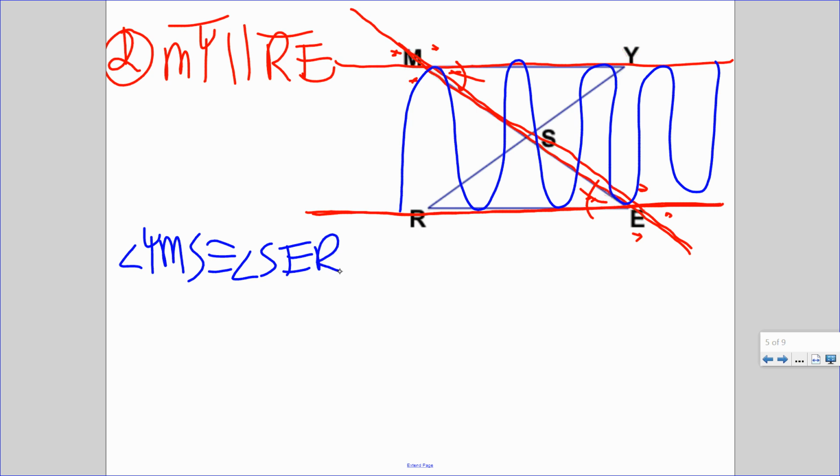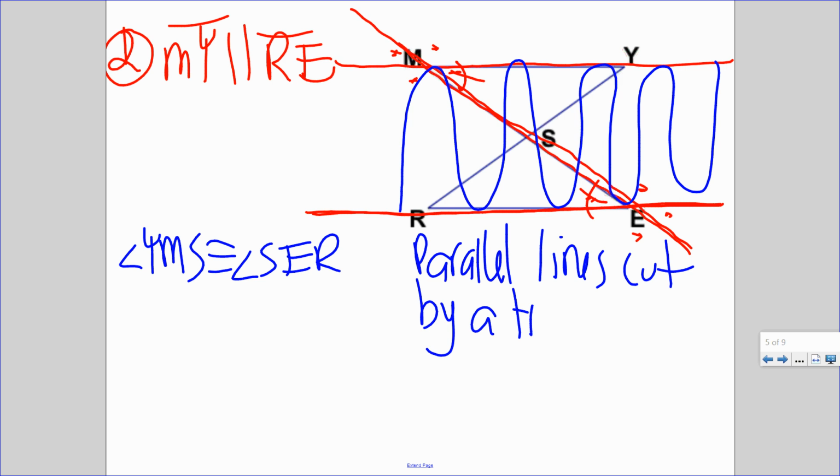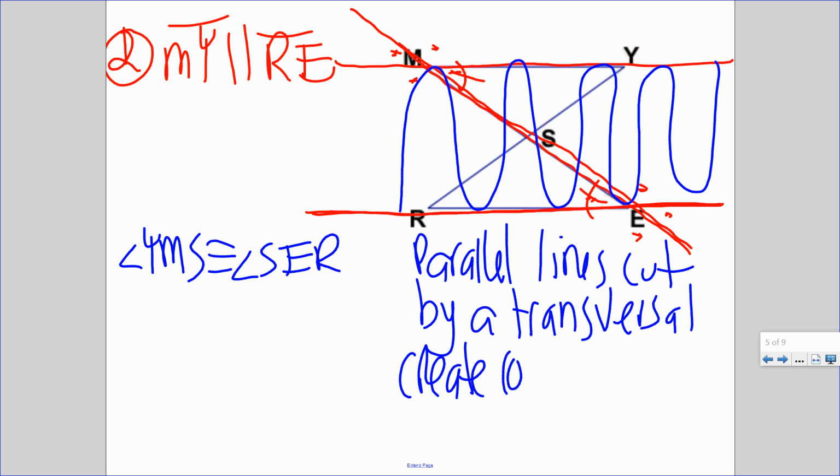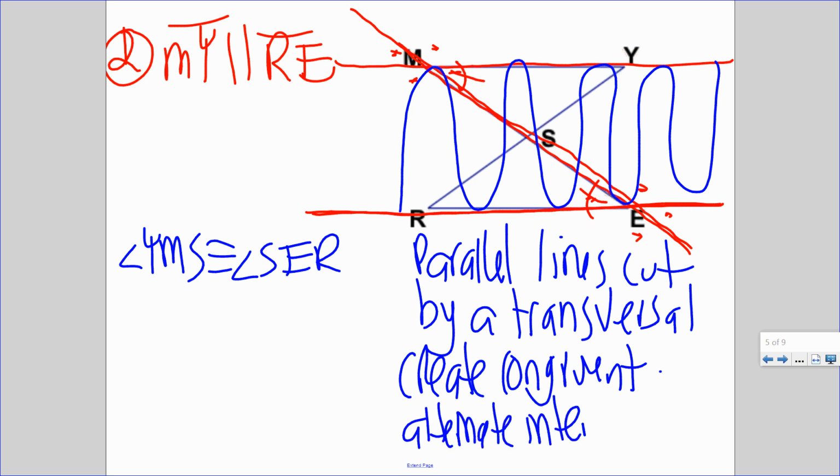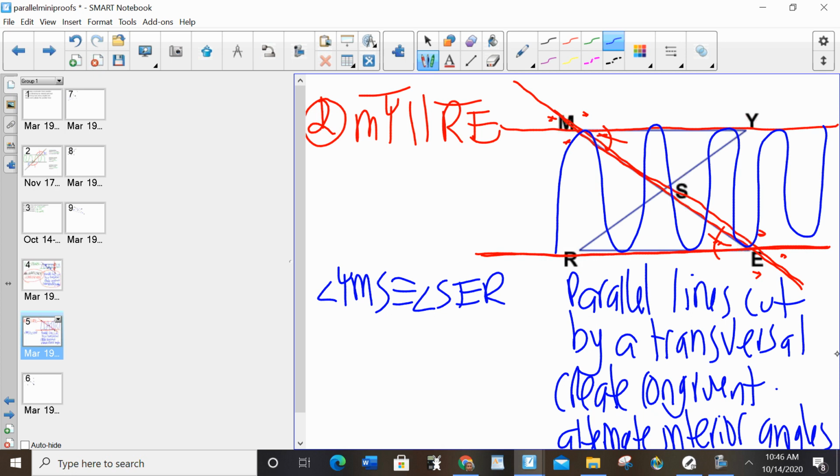And the reason, again, it's long. Whenever you see parallel, it always starts with parallel lines cut by a transversal, create congruent, and then since they're both in, alternate interior angles. Now there's another transversal.